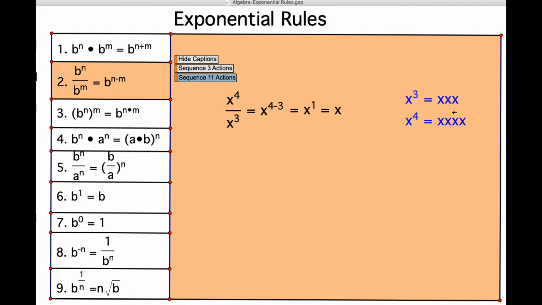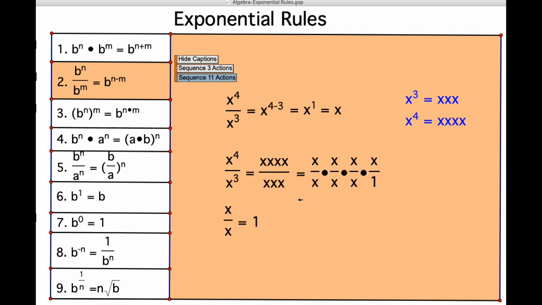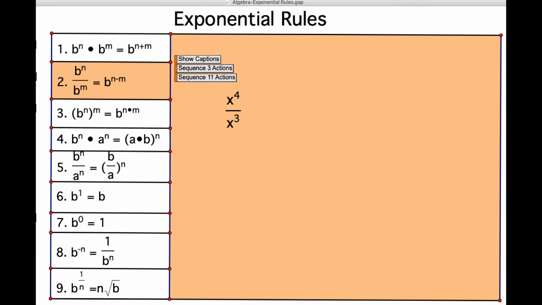I'm going to use the same logic as before by first expanding x cubed and x to the fourth and then substituting into this equation. So I get x to the fourth is xxxx over x cubed, xxx, and then I separate each of the fractions to take advantage of the fact that x over x is equal to 1. I can then cancel out each of these fractions, which would leave me with 1 times 1 times 1 times x, which is simply x, which confirms my rule.